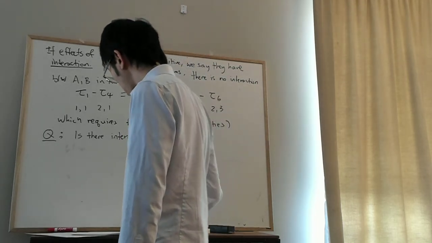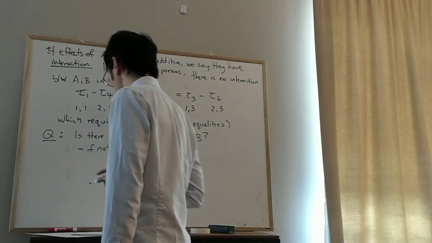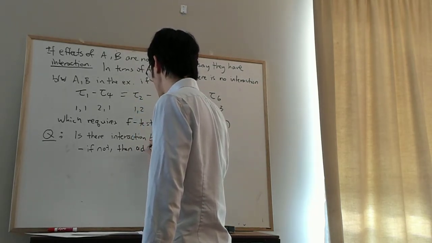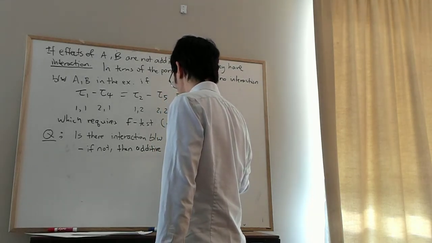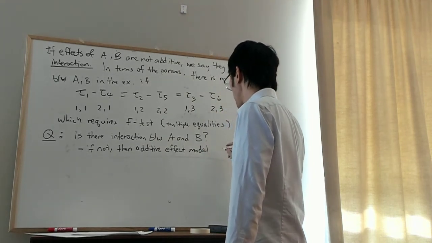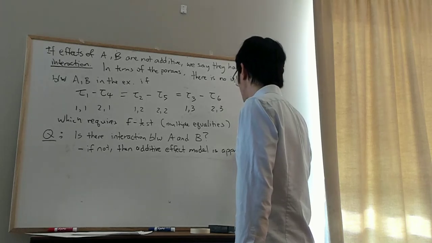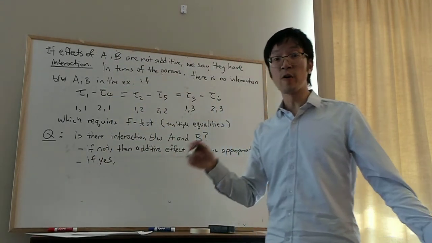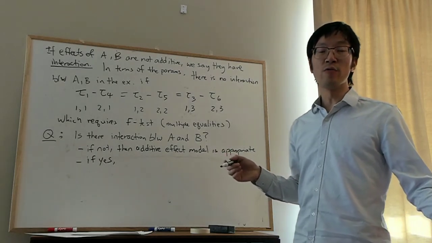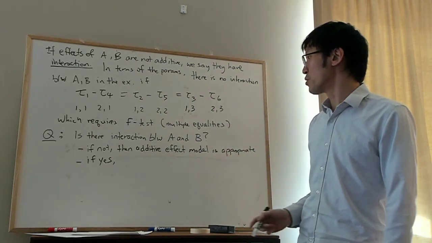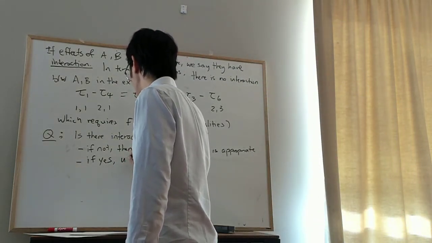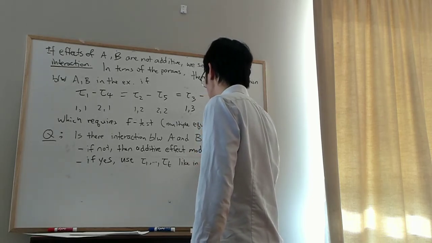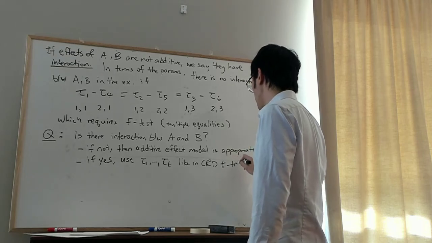Okay, so to summarize what we've said so far, if not, then we can just use the additive effects model. Okay, so the additive model would be appropriate. But if there is, then we need to use a separate treatment parameter for each treatment combination. Okay, so then use tau 1 up to tau t like in the CRD case, in the CRD t treatment model.